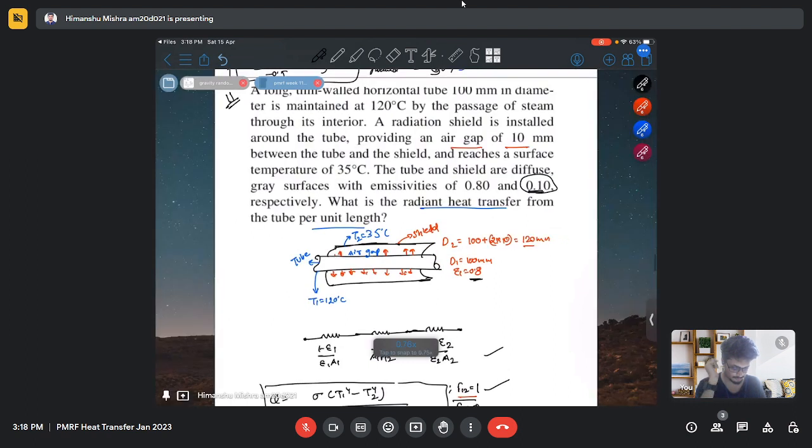Yeah, so we are not taking into consideration the emissivity outside because we have not been given it, we have no data for the emissivity of the outside. So it is just the emissivity of the tube and the inside emissivity of the shield, which we have been given in the question. That is sufficient to solve this.